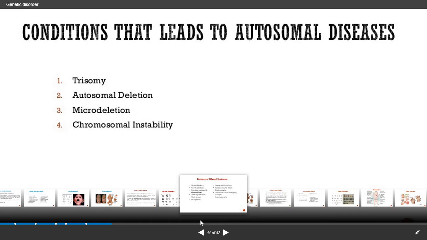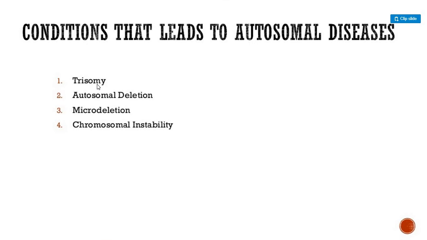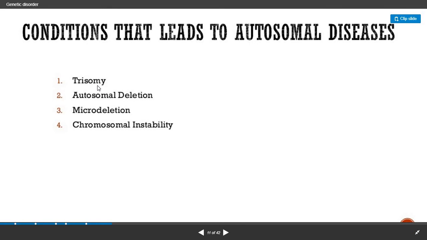Good morning, students. In this session we will study the conditions that lead to autosomal diseases and their examples. The first condition that leads to autosomal diseases is trisomy. Trisomy means we have a total of 23 pairs. Within them, if any extra chromosome is present in any of the pairs, then it is known as trisomy.